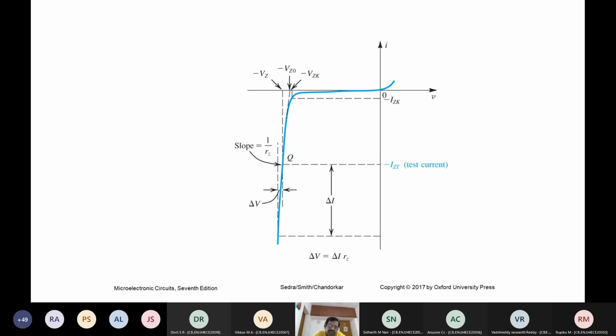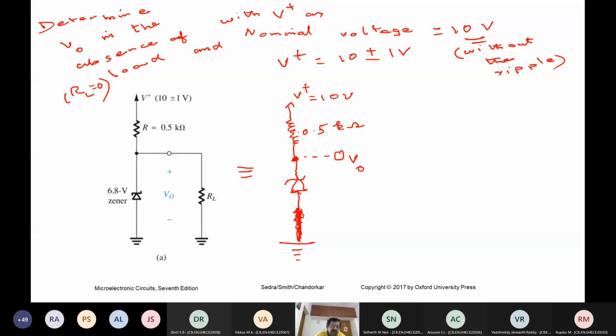Now what is this VZ? VZ is like the test voltage and the test current. Let me tell you, in the problem we have been given VZ equal to 6.8 volt, and the test current IZT at this corresponding voltage is 5 milliampere. This is given, and the incremental resistance is also given as 20 ohms. These are the numbers that have been given.